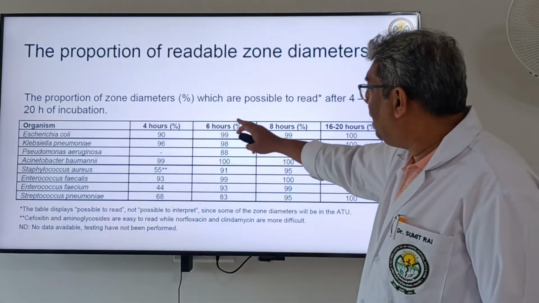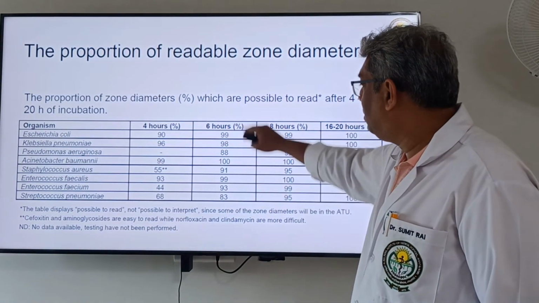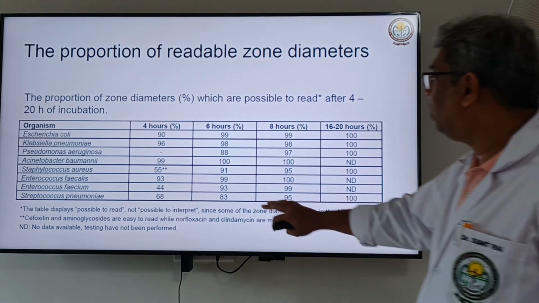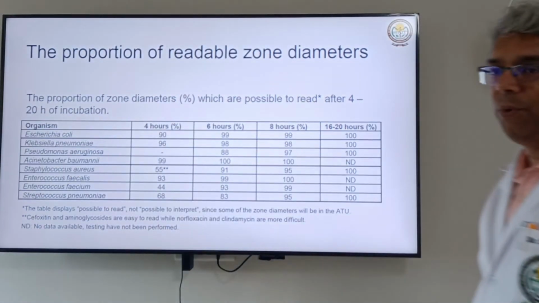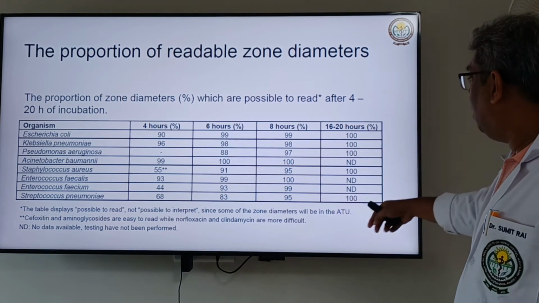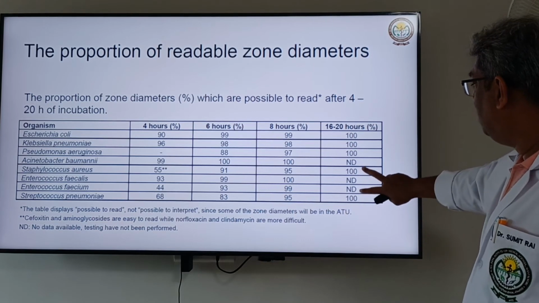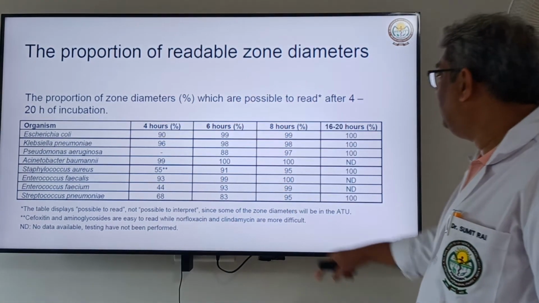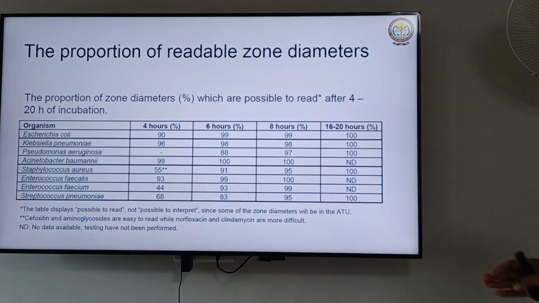Same thing, 99% of strains or 83% of strains can be read at 6 hours. So at 6 hours also, if you can send the report, there are established breakpoints for that also. Similarly for 8 hours and 16 to 20 hours also. At 20 hours, you can see all the strains can be read except for these two. And by 8 hours or 6 hours, most of the things you can read. So you can give the rapid AST report within 6 to 8 hours.